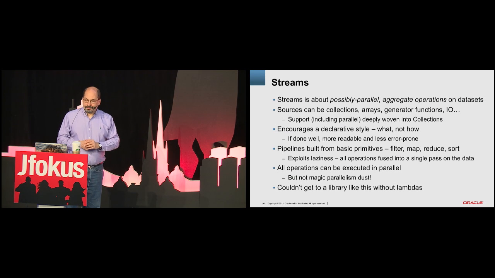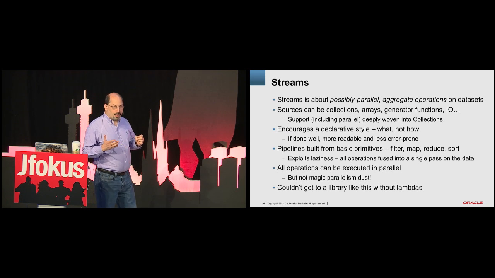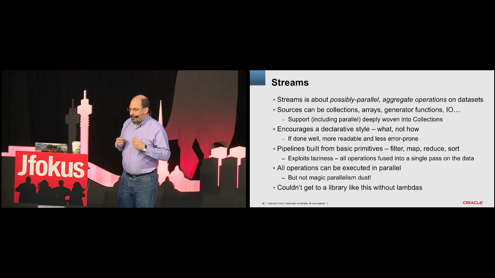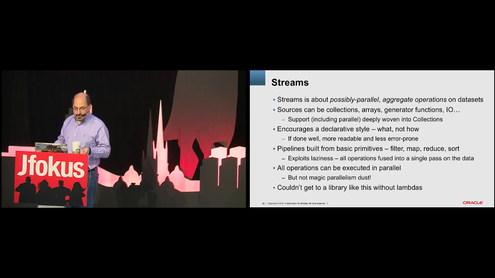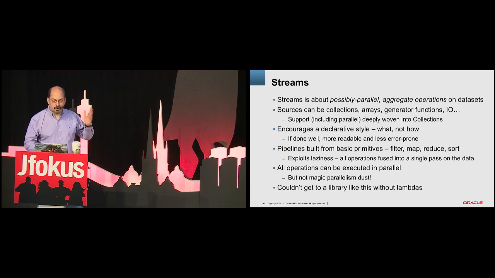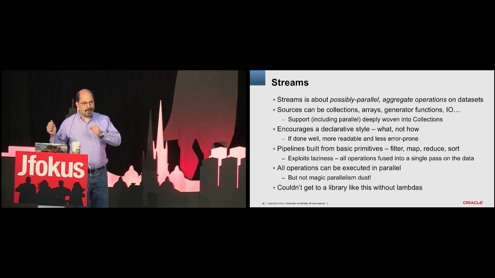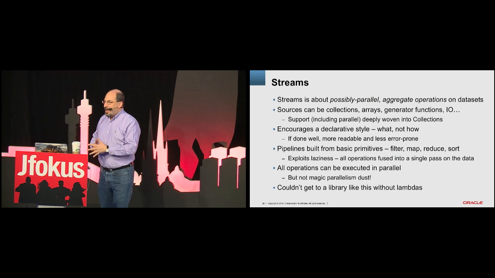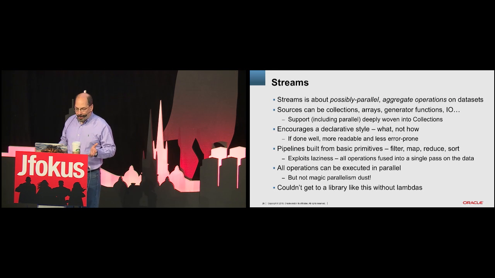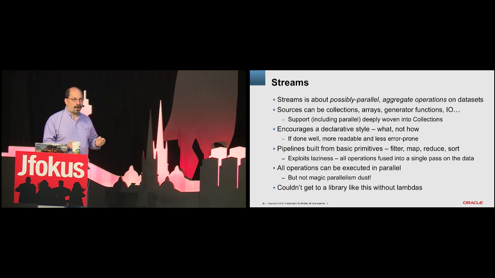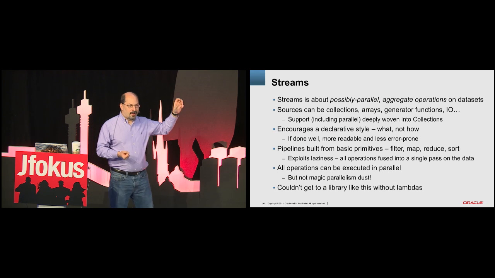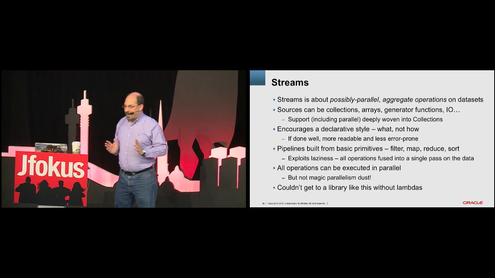So the nice thing is it encourages a style of coding that's both pleasant to write and easier to read. You build up queries from some primitives like filter, map, reduce, sort, etc. And it's all lazy. It does one pass on the data. If it's parallel, it does one parallel pass on the data. And all of the operations can be done in parallel. But it's not magic parallelism dust. You can't just say dot parallel and expect it to go miraculously faster.